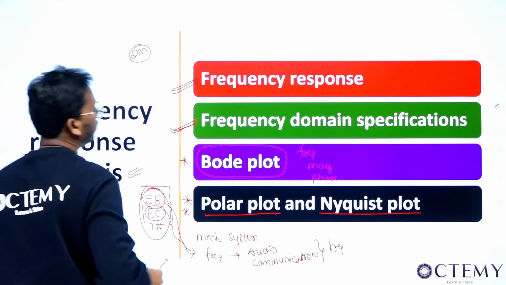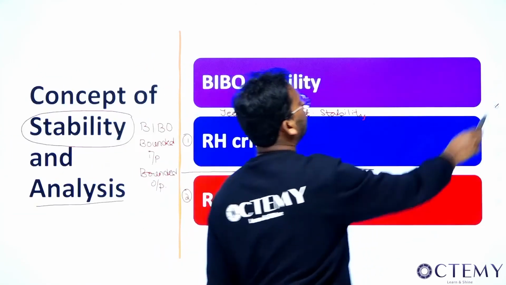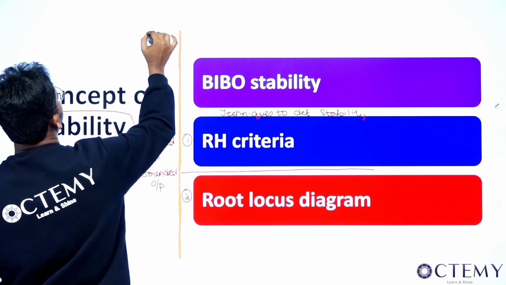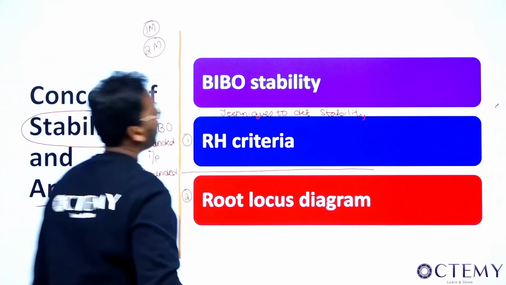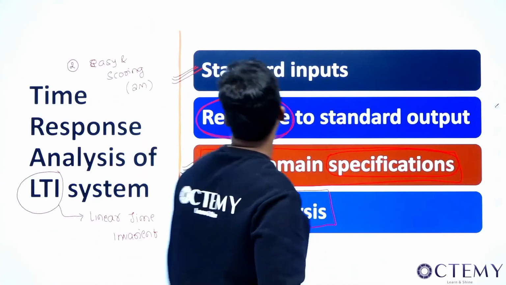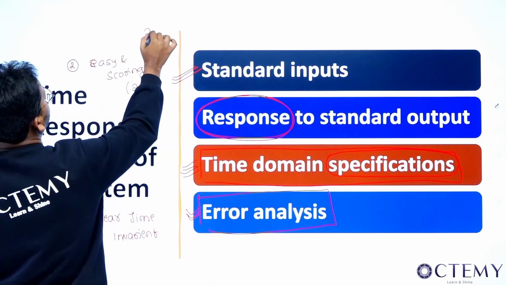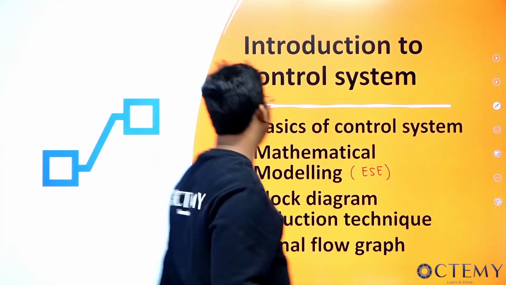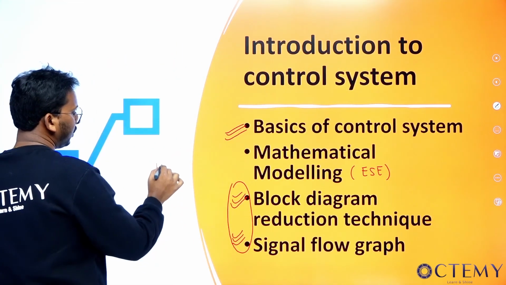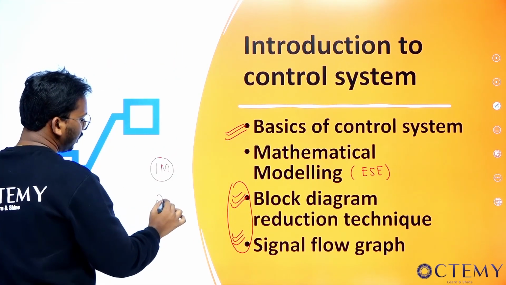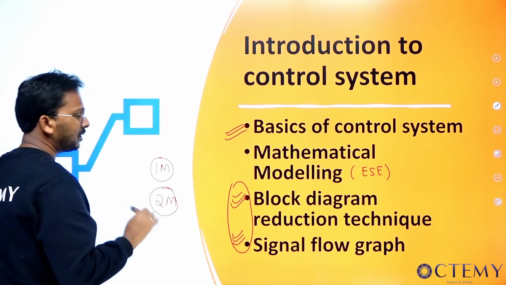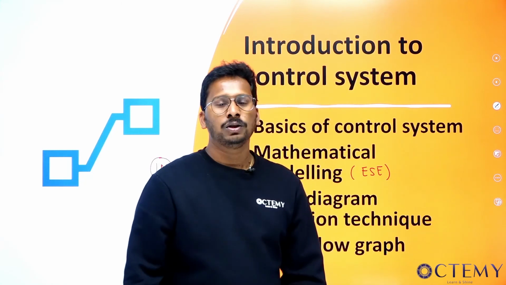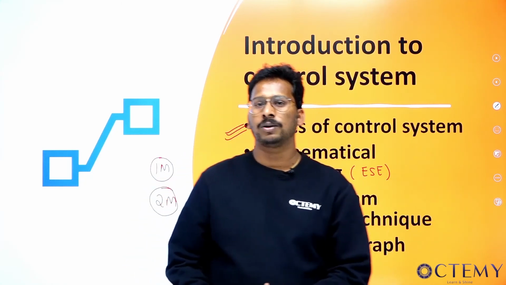Definitely 2 marks. Not more than 2 marks. Here also definitely 2 marks or sometimes RH criteria 1 mark. Here definitely 2 marks. This one, the first chapter, they might actually ask you a 1 mark question or a 2 marks question, or they might skip a question from this basics and they might go to frequency response and ask you, sir. Right? So this was the course overview of your control systems.